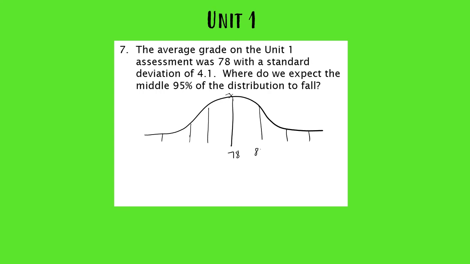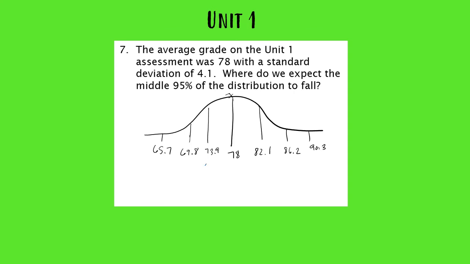So if I add 4.1, I get 82.1. Add it again, I get 86.2. Add it again, I get 90.3. Over on the left, I get 73.9 if I subtract it, 69.8, and 65.7. So then you need to remember the empirical rule.